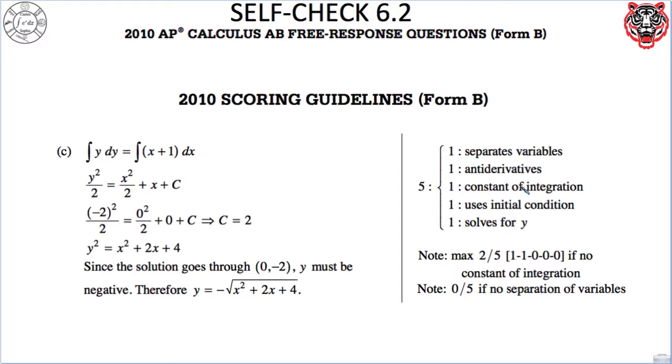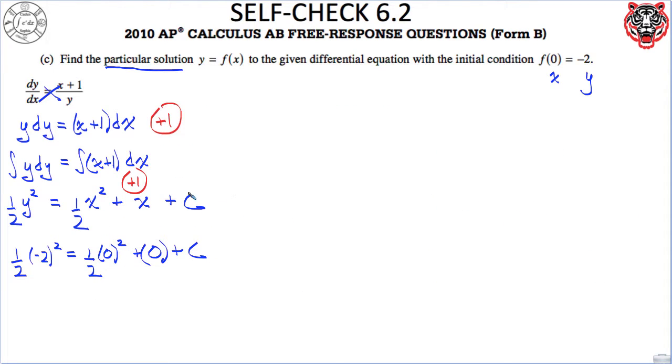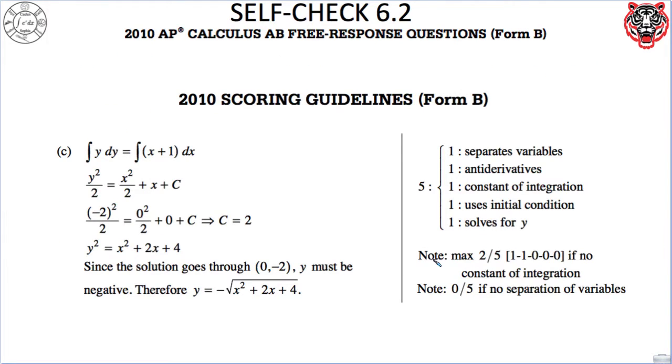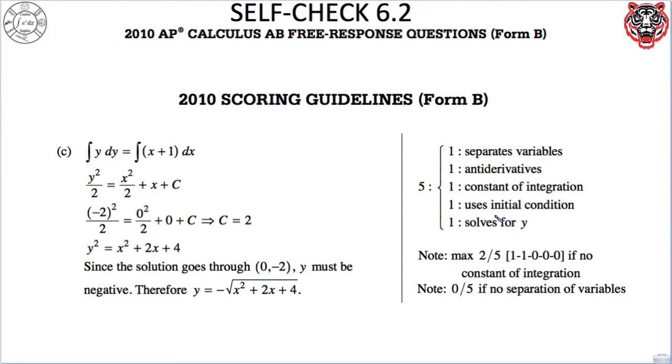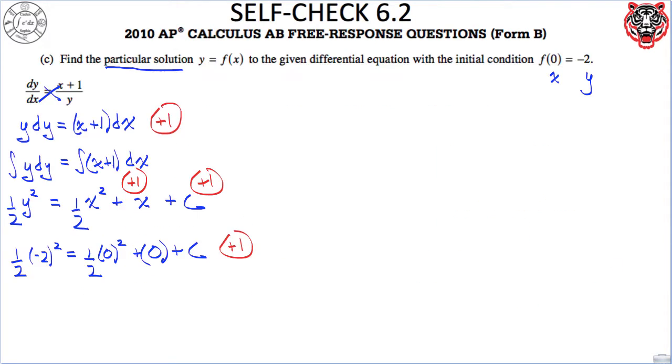And then next it says constant of integration. So there's our c, so +1. And then finally, we need to use the initial condition. We need to plug in our x and y, and we did that in this step, +1. And we only missed 1 point for not doing all this extra work to get down to our final solution, which is fine. Make sure that you give yourself 0 if you weren't able to separate your variables, and I hope you did include your constant of integration.